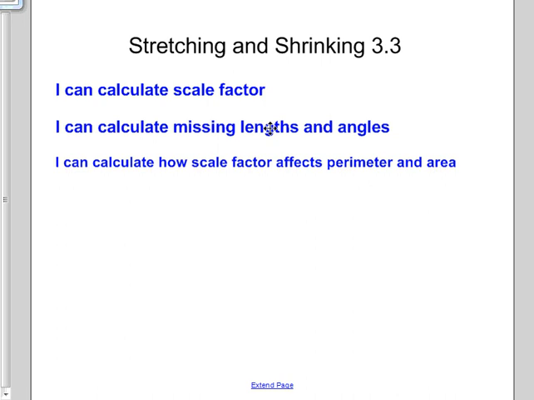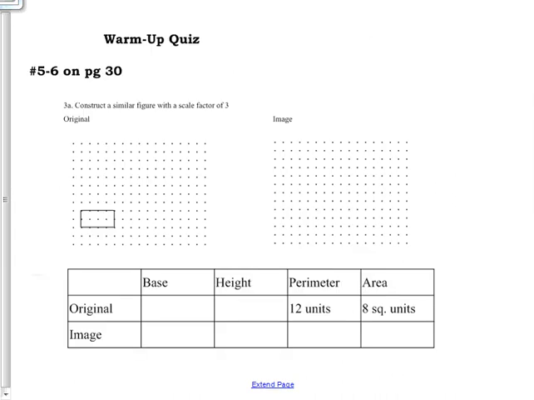All right, ladies and gentlemen, another one, stretching and shrinking 3.3. This one is going to be majorly focused on scale factor, finding those missing lengths and angles, calculating how scale factor affects perimeter and area. A quick lesson looking at the mid-assessment, or the pre-assessment, that we took. We are going to create a similar figure at a scale factor of 3.